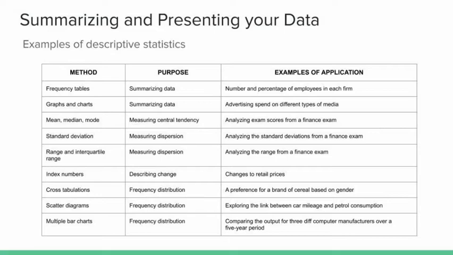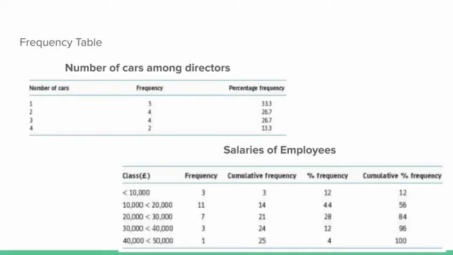For frequency distribution, shown on screen is a sample of a frequency distribution table. The first one is the number of cars among directors. We have 5 plus 4, 9, 13, 15 respondents, or 15 directors. Some 5 said that they own 1 car, 4 said that they have 2, another 4 said they have 3, and 2 said that they have 4.